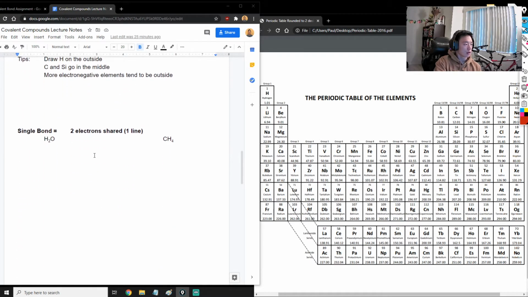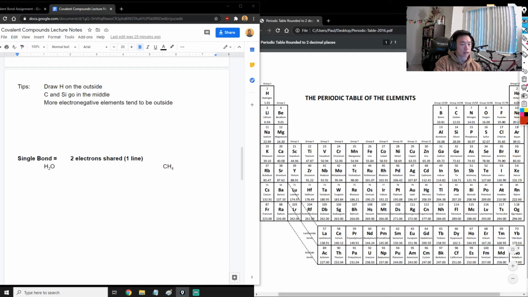Okay, so there are a couple tips that you're going to want to write down because these will be helpful when you guys are creating covalent bond structures. You're always going to put the H on the outside, and the reason why we do that is because H only wants 2 electrons, and so H doesn't want to connect with more than one element. H is always going to connect with 1. It's only going to have one connection.